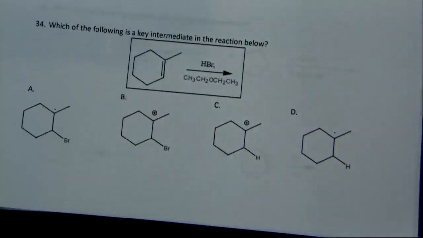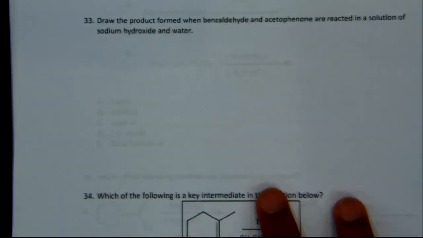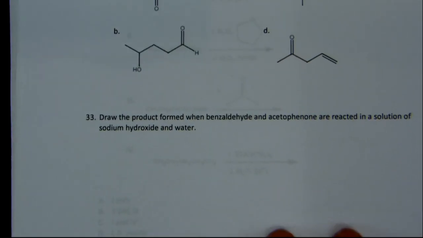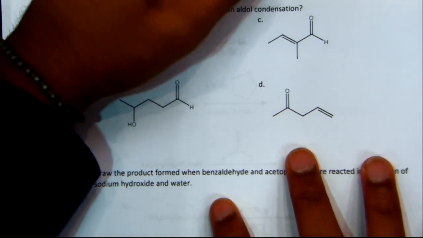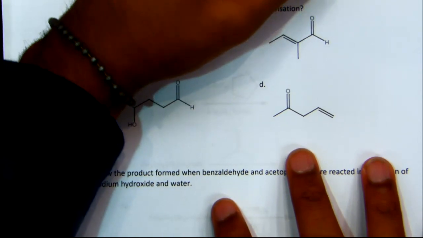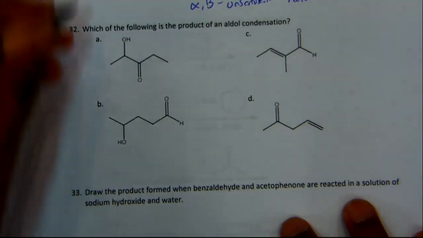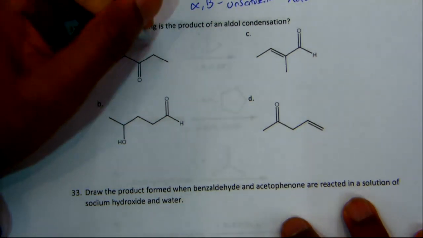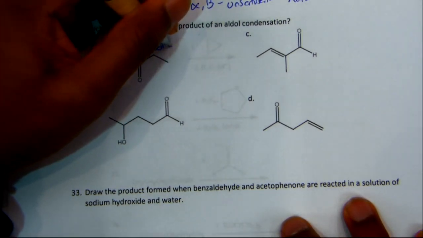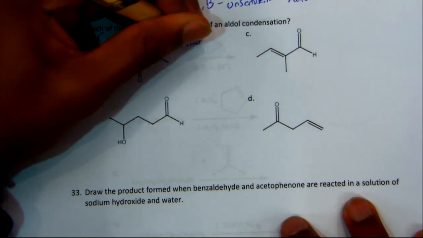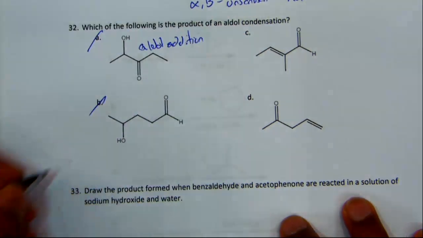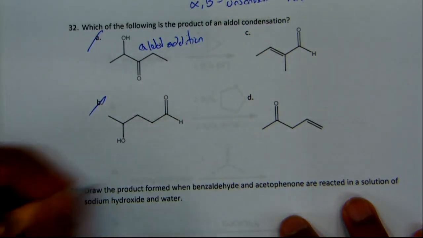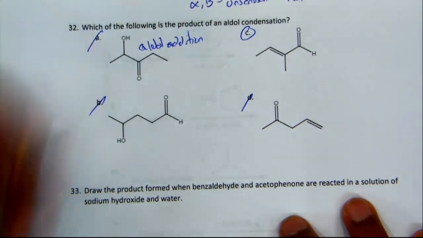Okay, so next question. Which of the following is the product of aldol condensation? So aldol condensation produces an alpha beta unsaturated ketone, right? So where do you see an alpha beta unsaturated ketone? This is aldol addition, close, but it's wrong. This one, 1, 2, 3, nope. Oh, okay, so yeah, it's not this one. So let's see. I'll go with that one.